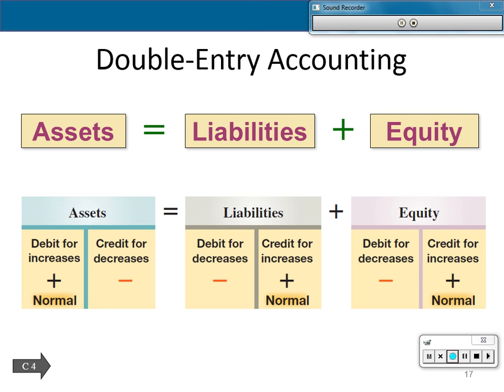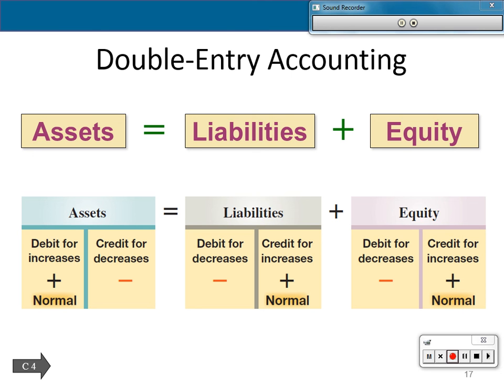Think about it again. Say it louder. Expenses. You remember how I told you expenses never decrease? Always increase. Always. And they always go on the debit side. Expenses always increase on the debit side. That is the only equity account that does increase on the debit side.